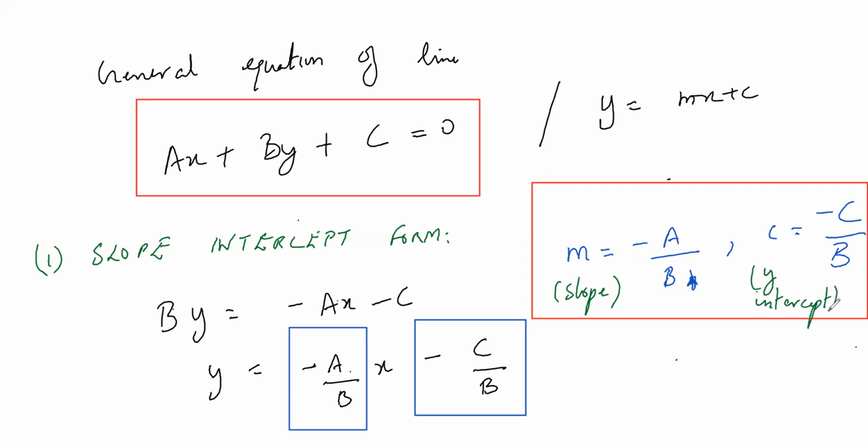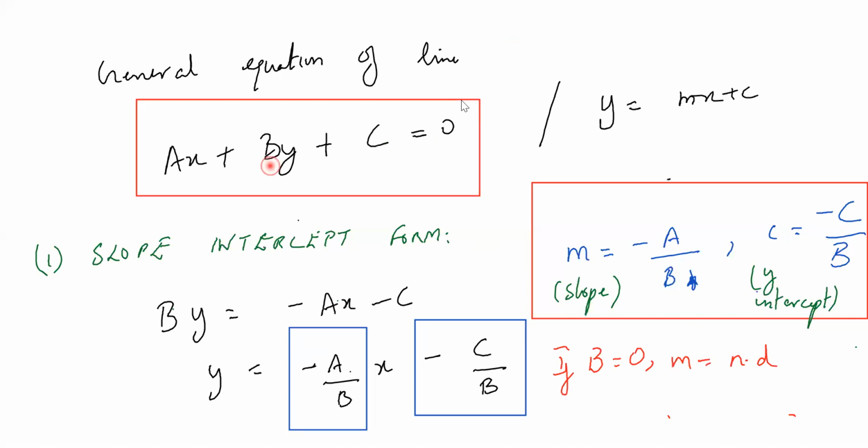So what about our x-intercept? If I give b is equal to 0, then slope is not defined, correct? Here it is minus c by b. If I give b is equal to 0 and substitute here, slope is nowhere in the picture. If b is equal to 0, clearly m is not defined because minus a by 0.